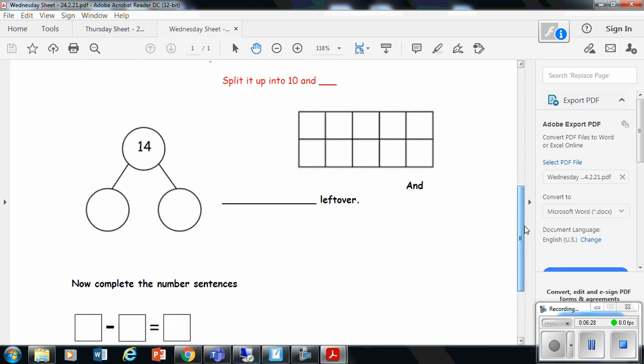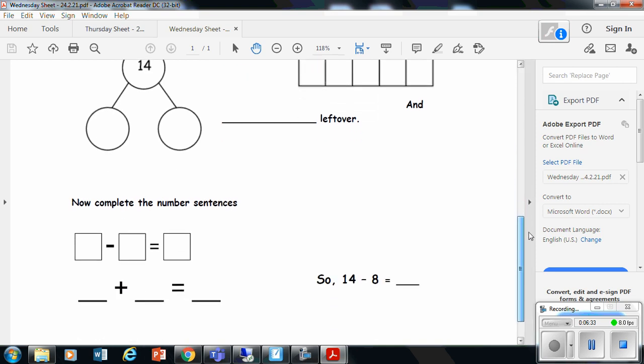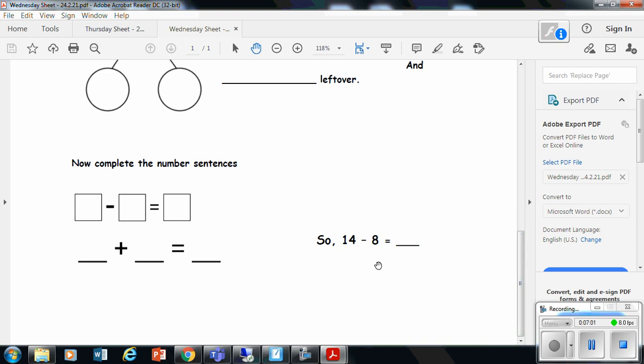Okay, once you've drawn your donuts and you've drawn your leftover ones here, you are going to write the number sentences. Your first step was to take your 10 and subtract the 8 from it, and you get an answer. And then you're using that answer to add to the leftover 4. So you've got 4, add your answer from this equation, and you're left with it here. So 14 take away 8 equals ta-da, and you're going to finish off by telling your learning partner at home how many donuts are left.